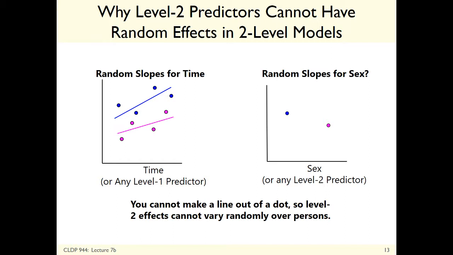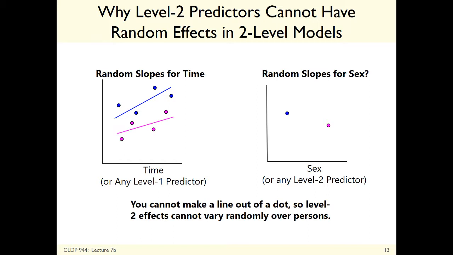But if I have something like biological sex, the sex they're born with, or any other level 2 predictor that I've measured once, every time I ask them, they'll have the same value. It's a dot, 1 dot. You cannot make a line out of a dot. Each person could not have their own effect of sex because sex does not vary within persons, so we can't see what the effect of within person variation is if we don't have any.